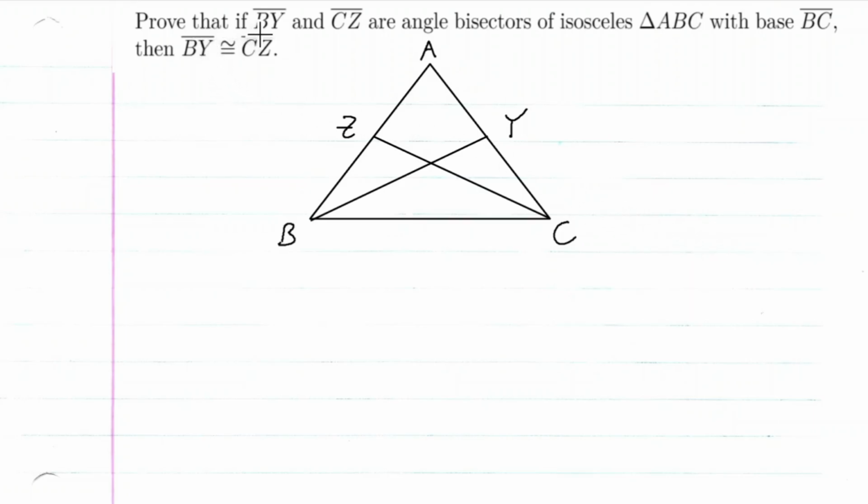Okay, so we're going to prove that if BY and CZ are angle bisectors of isosceles triangle ABC with base BC, then BY is congruent to CZ. So let's go ahead and start the proof.